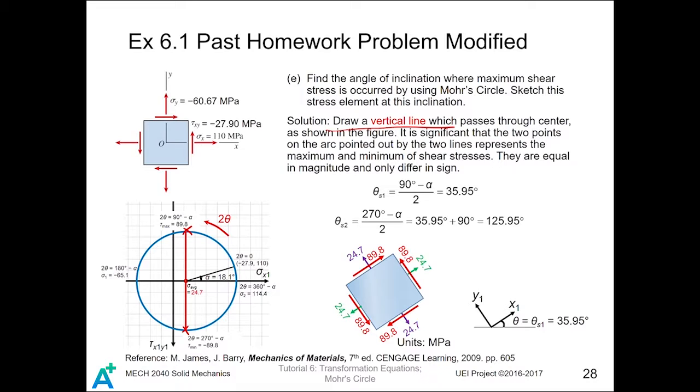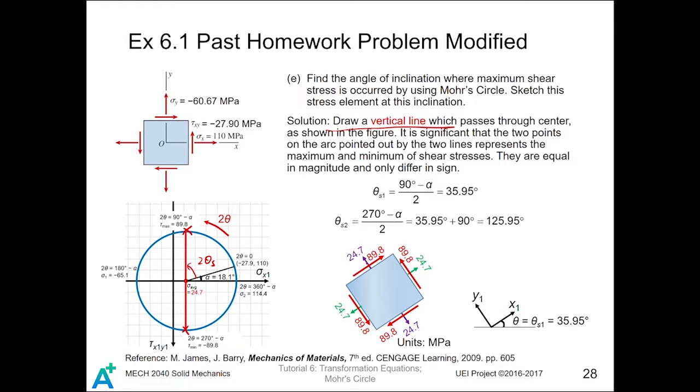To do this, first, we know that 2 theta s equals 90 degrees minus alpha, then theta s equals 35.95 degrees, and similarly, theta s2 equals 35.95 degrees plus 90 degrees, but actually there is nothing much we can do with it, because this surface is 35.95, and adding 90 degrees is automatically this surface, since we suppose the stress element is a square. Then we can also sketch the stress element at this inclination.